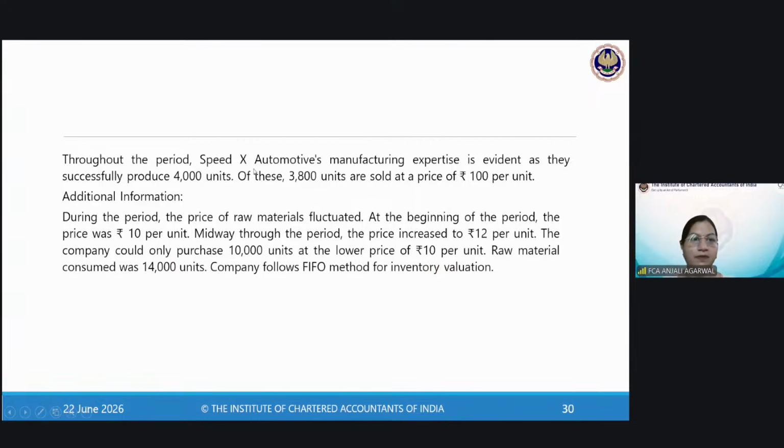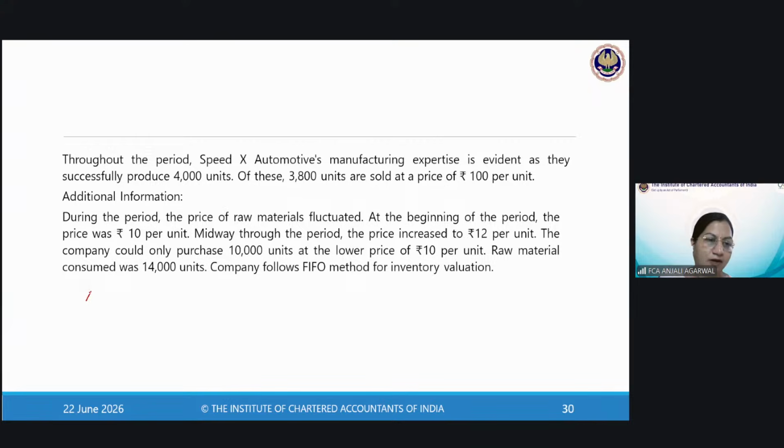Throughout the period, SpeedX Automotive's manufacturing expertise is evident as they successfully produce 4,000 units and 3,800 units are sold at a price of 100 per unit. Additional information. Price of raw material fluctuated. At the beginning of the period, it was 10. Midway, it was 12. And the company could only purchase 10,000 units at 10 rupee per unit. Raw material consumed was 14,000 units. Company follows FIFO method of inventory valuation.